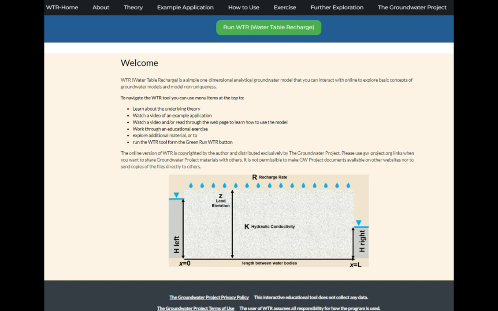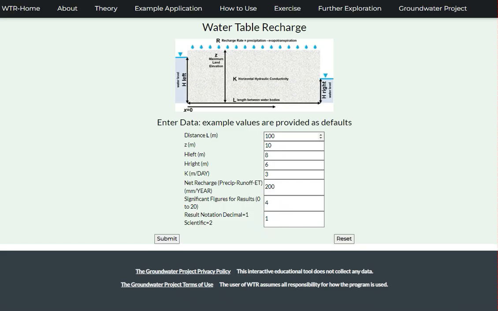To use the water table recharge tool, determine appropriate parameters for your system, then click on the green Run button at the top of any WTR page to bring up the input form. Example values are provided as defaults. Enter the average representative values of each parameter for your field system. For this example, I enter arbitrary but reasonable values.